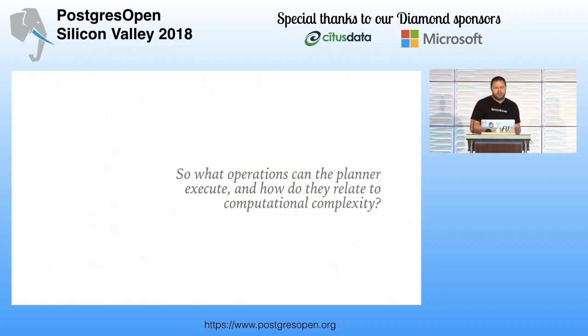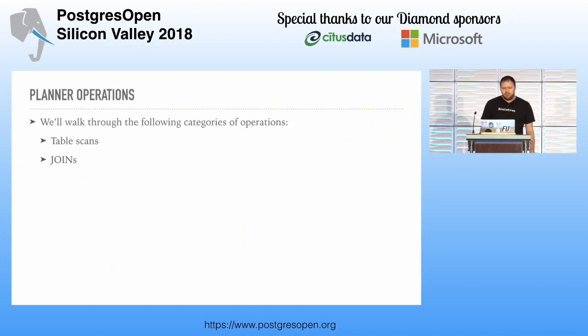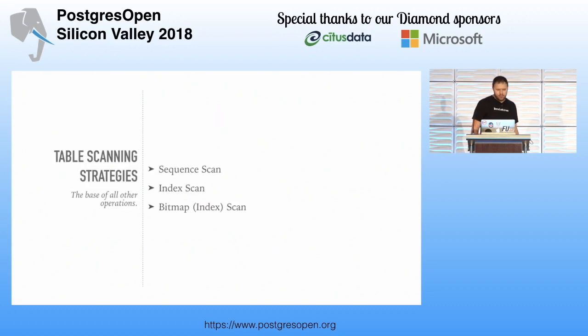So what operations can the planner execute, and how do they relate to the stuff we just talked about? We'll look at two major categories of operations. First, table scans, since we want to be able to read our data, and then joins, and we'll talk about the different strategies Postgres has for both of those. So first, the different ways in which Postgres can scan your table.